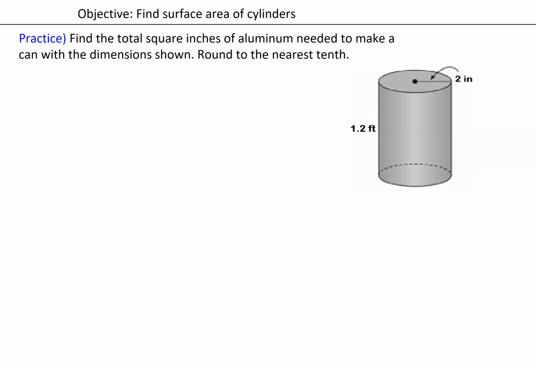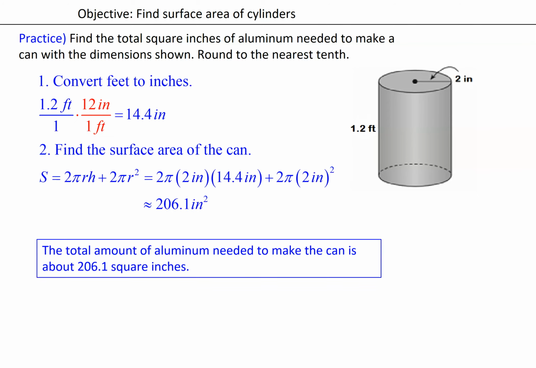Let's take a look at the answer to this practice problem now. All right, hopefully you came up with about 206.1 square inches. So here the problem told us that we needed square inches. We wanted total square inches. That means for the entire cylinder. And it's needed to make an aluminum can. That's our context here. So we had to convert our 1.2 feet into inches, which gave us 14.4 inches.